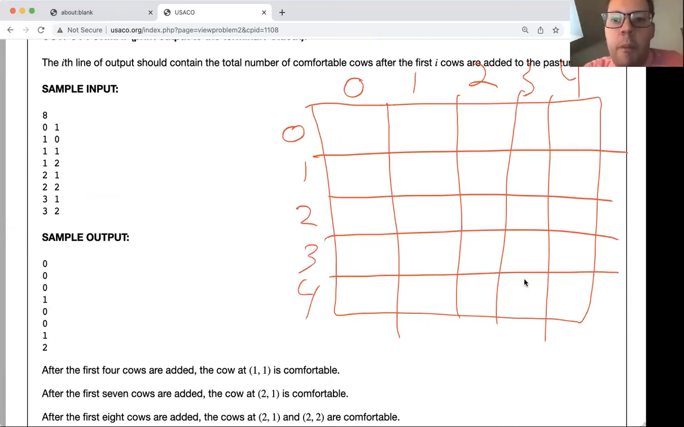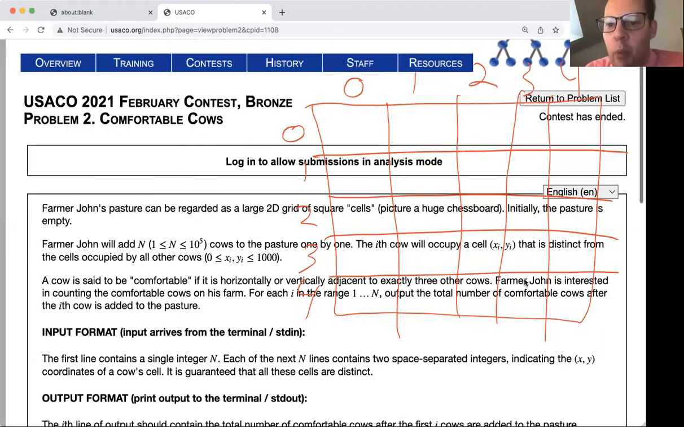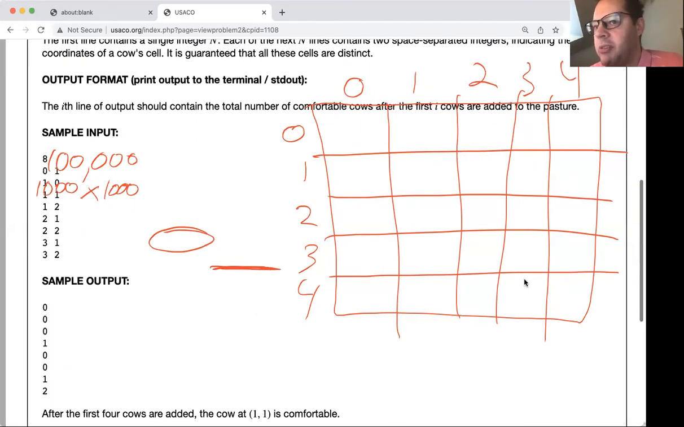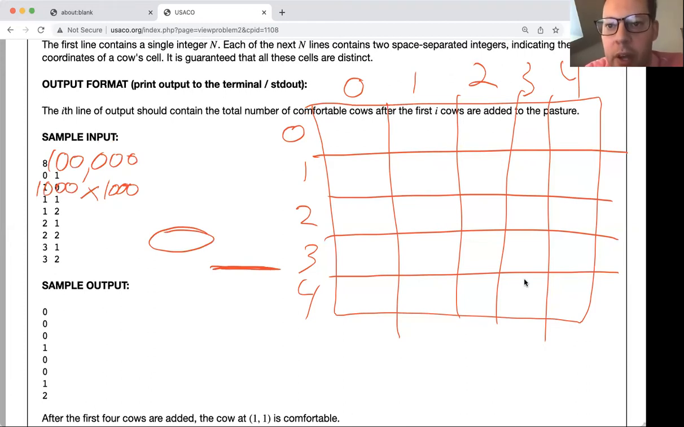Okay, so as we add these cows, we want to try to keep track of how many comfortable cows there are on the field. The reason why is I was mentioning complexity earlier. Let me scroll up and write these numbers down. We have up to 10 to the 5th cows. That's 100,000 cows. In addition, the pasture is 1,000 by 1,000. So let's think about what that means in terms of how difficult this problem is going to be to solve from the standpoint of the computer. 100,000 cows and a 1,000 by 1,000 grid.